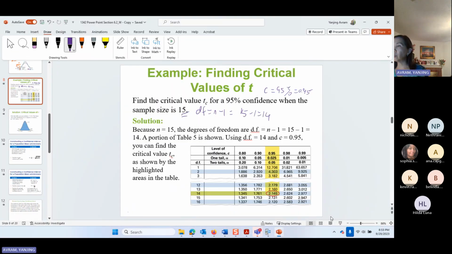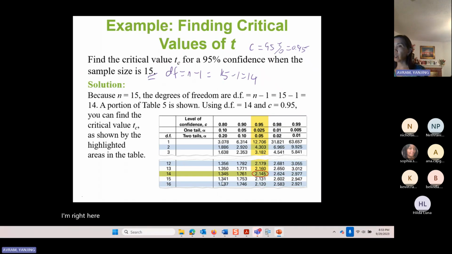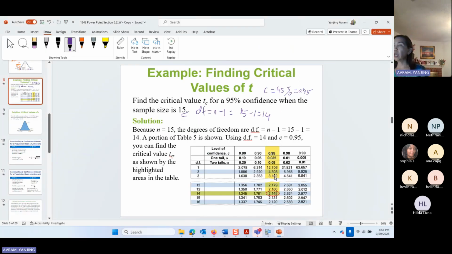Okay, so look at this one right here. Yeah, we do have this one right here. We have 0.95 and then 14, so that's corresponding to 2.145. All right, so that is how you find your critical value from this T table, or table 5.